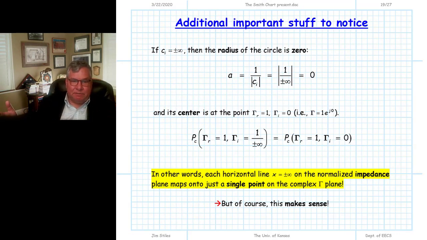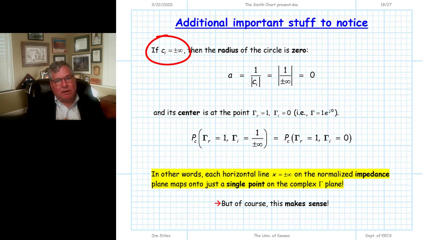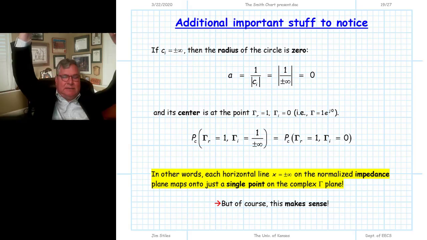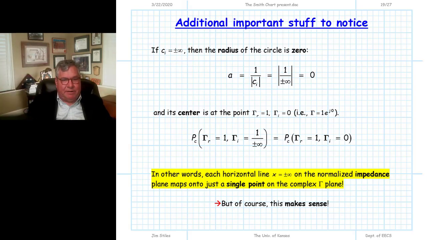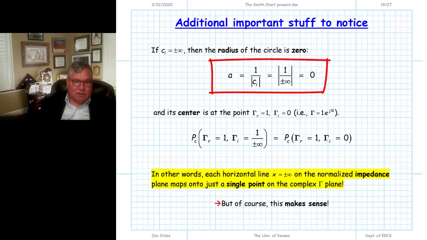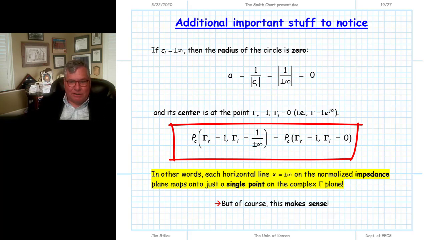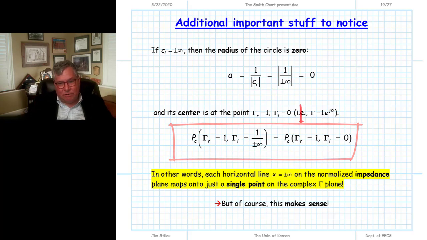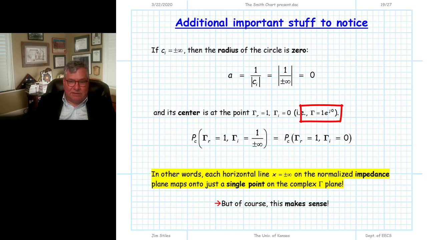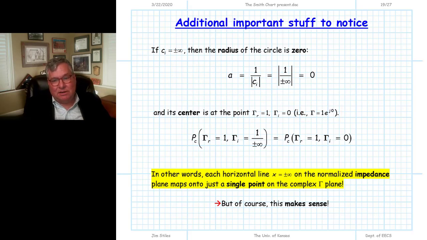All right, so we looked at specifically when CI is equal to 0. Now let's look at CI is equal to plus or minus infinity. So we're looking at horizontal contours on the normalized impedance plane that are either an infinite distance above the horizontal axis or an infinite distance below the horizontal axis. And if we look at the math, we find the radius of the resulting circle must be 0, and the center, and we talked about this earlier, has a value which is located at a real part of 1 and an imaginary part of 0. In other words, 1 plus j0, or 1 times e to the j0. In other words, a gamma of 1, the point which is the open circuit. And of course, this makes perfect sense.